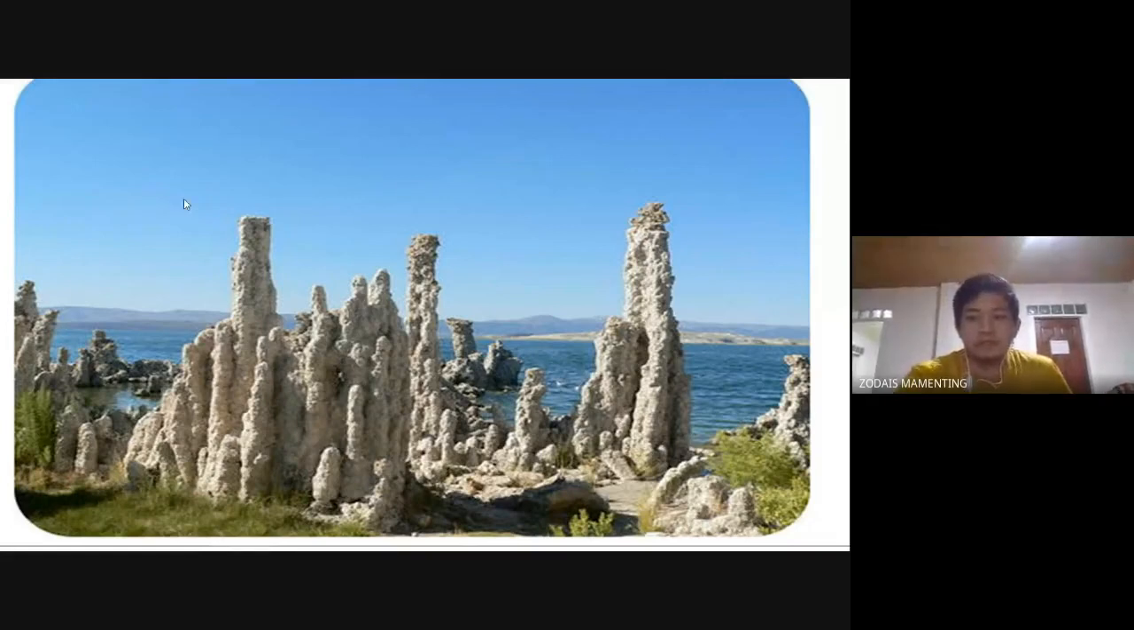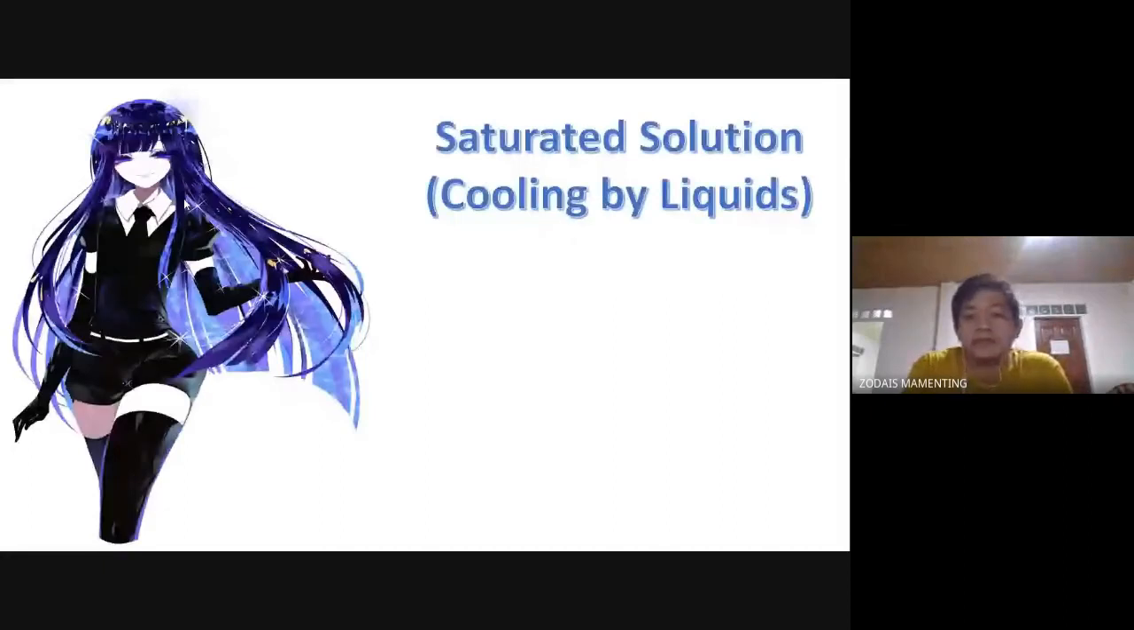Next is the saturated solution, so cooling by liquids. Magma heats nearby underground water, which reacts with the rocks around it to pick up dissolved particles. As the water flows through open spaces in the rock and cools, it deposits solid minerals. The mineral deposits that form when a mineral fills the cracks in the rocks are called veins.